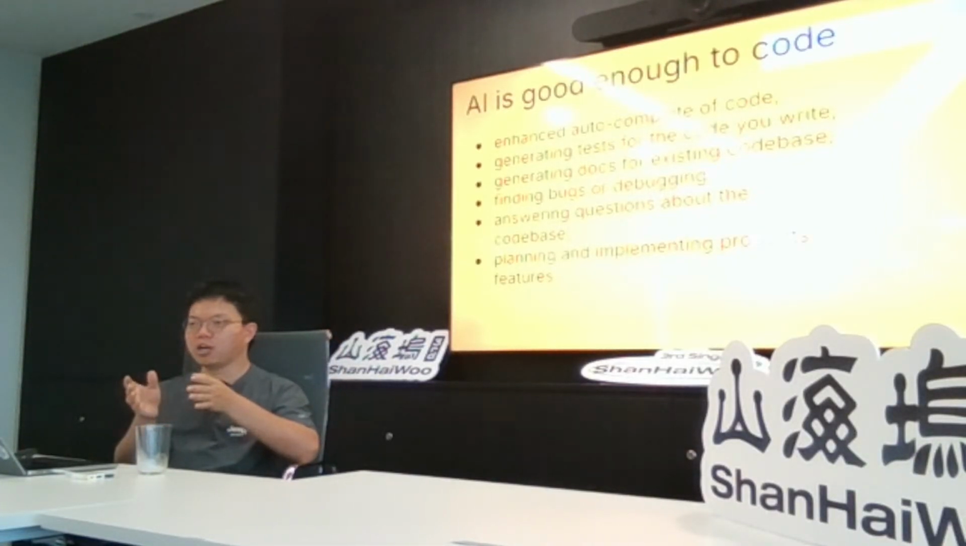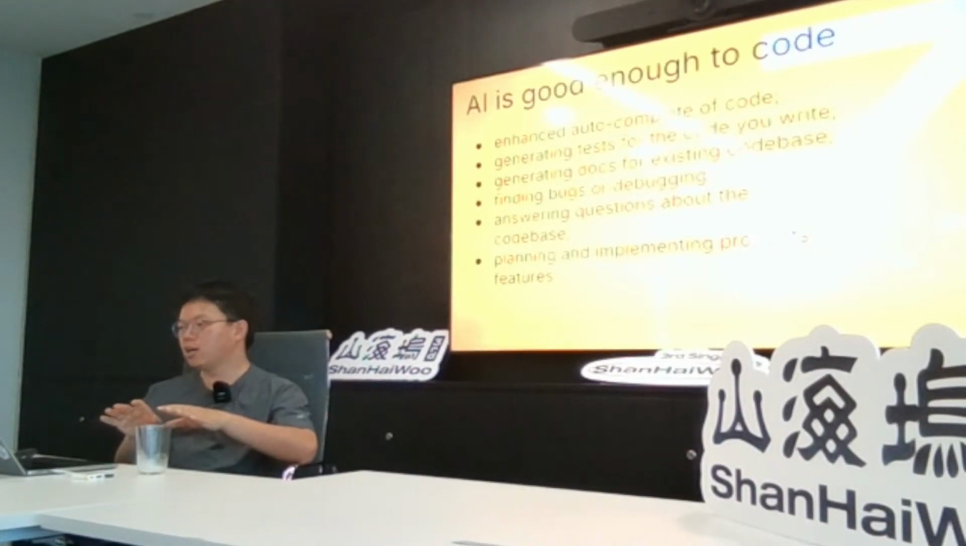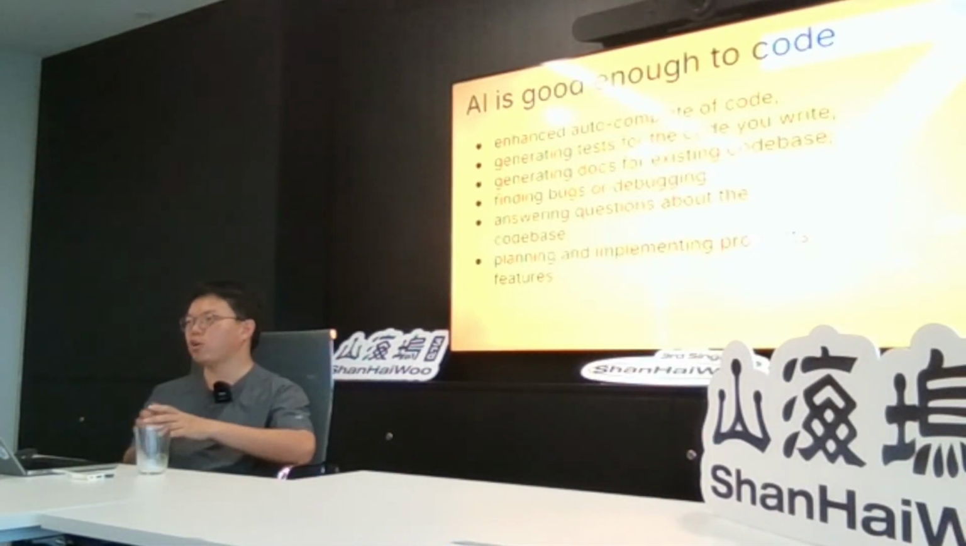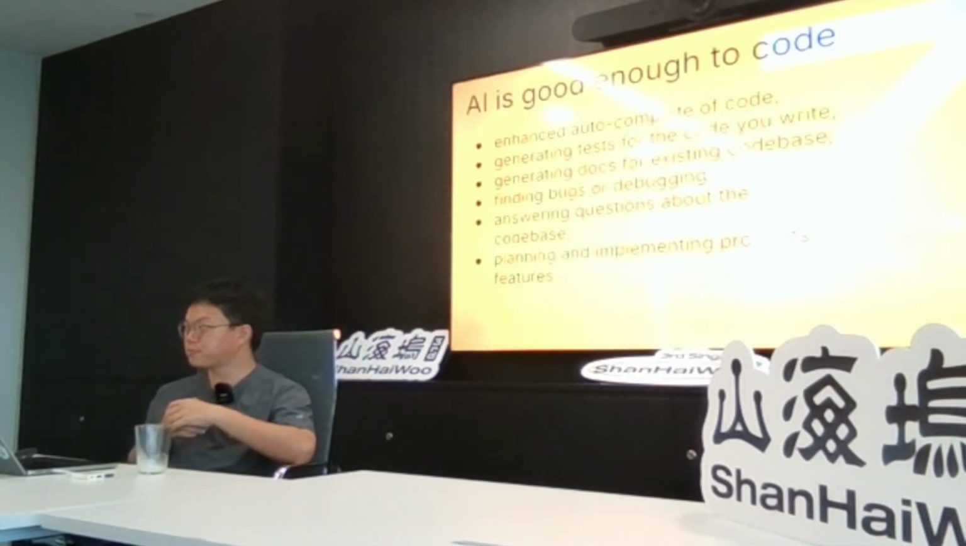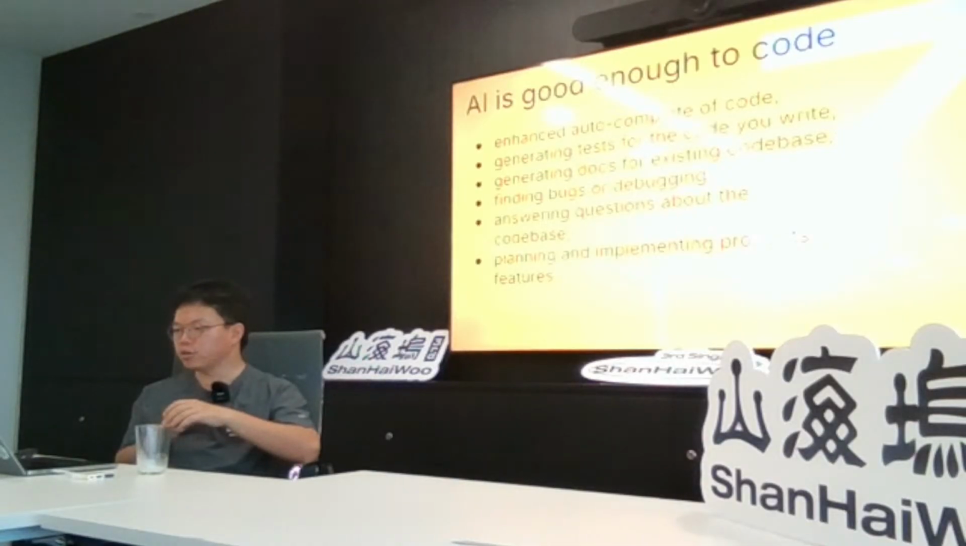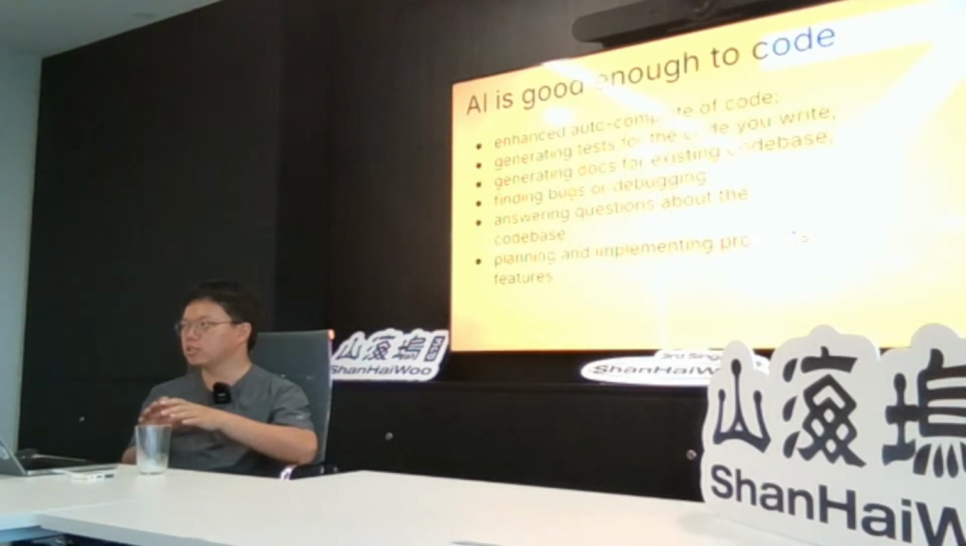And also, a lot of developers don't like to write documents or comments for the code they write. But you can ask AI to read your file, your API interface and API implementation. Then you can ask AI to generate the documentation and also generate the OpenAPI spec for the application you build. AI can also find bugs or help you debug your code.